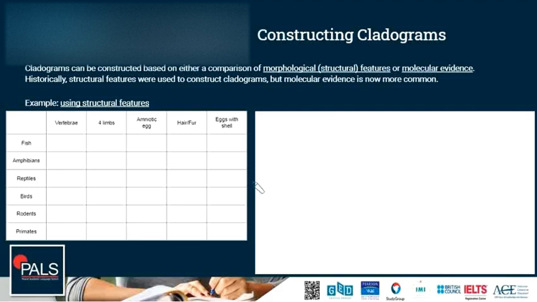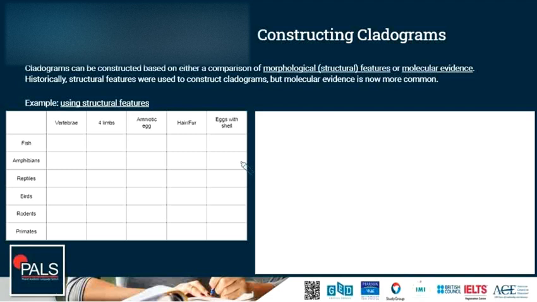All right, let's construct a cladogram. How do we do that? Cladograms can be constructed based on either a comparison of morphological or structural features of organisms or molecular evidence. We will only go over one example here using structural features. Structural features were historically used more often to construct cladograms because we didn't know in the past anything about molecular biology or didn't have the means to investigate that.